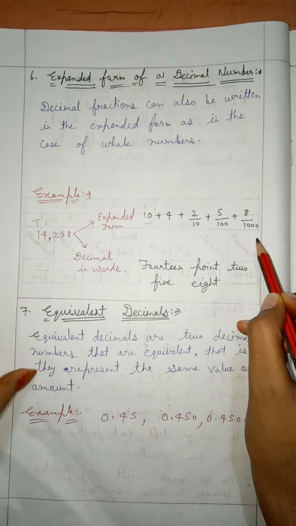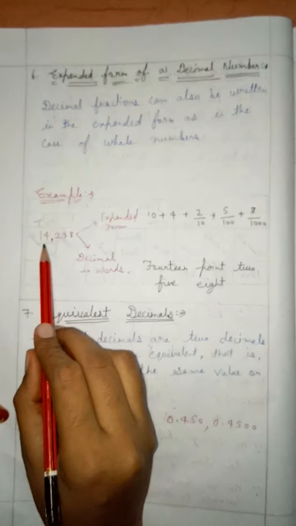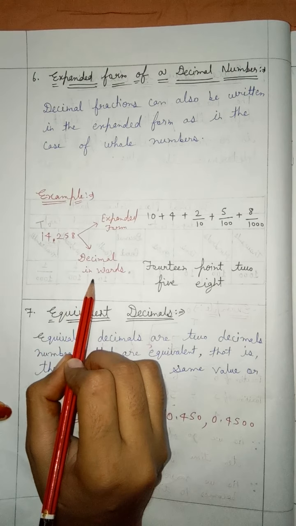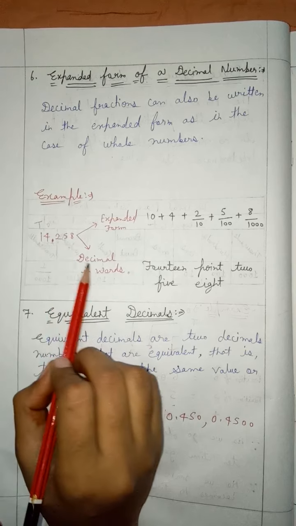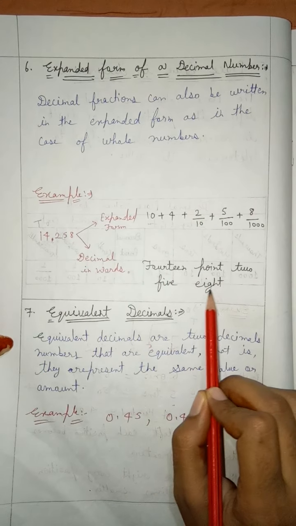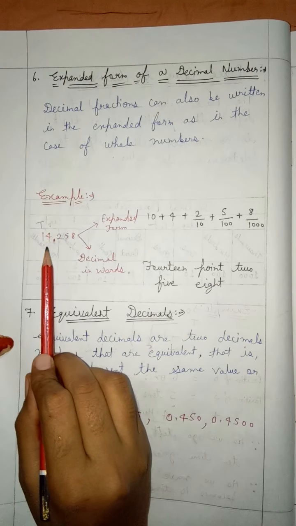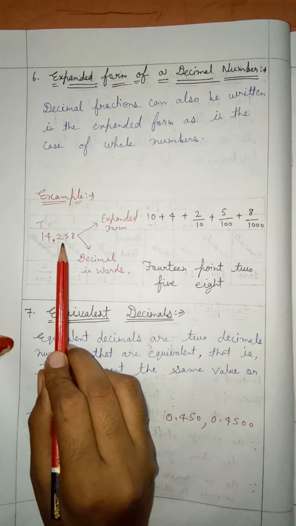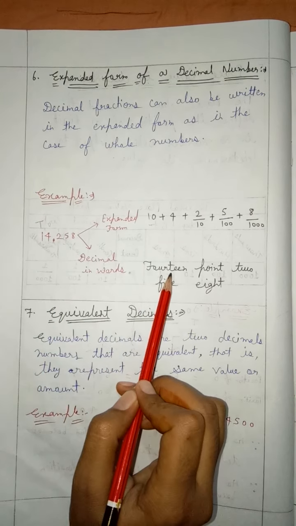Got it? And now how can we write this decimal number in words? Write this decimal number in words. How can we write 14.258? Okay, we will write it in words. 14.258. Got it?